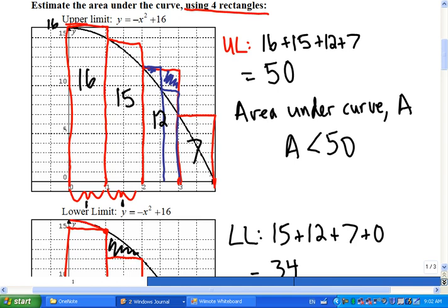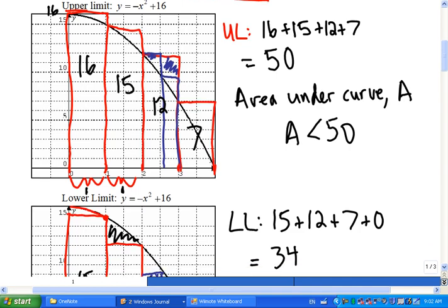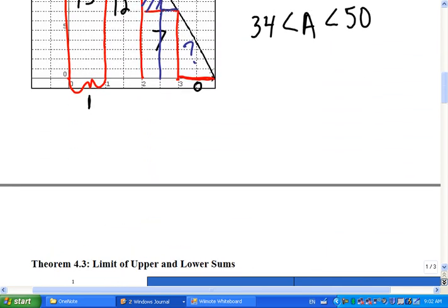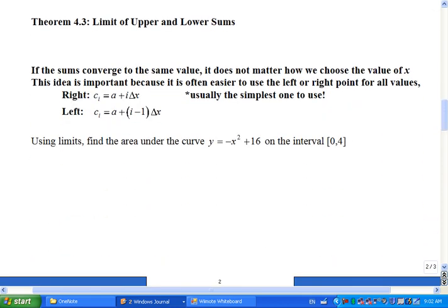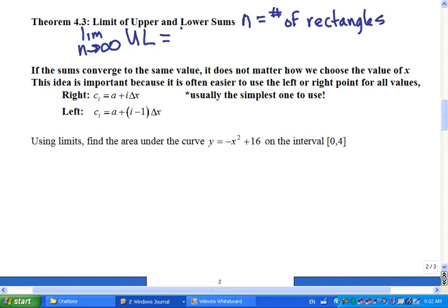So what do you think is going to happen then? As we get bigger and bigger numbers, what do you think will happen? Yeah, and it doesn't matter which one we picked, because whether we pick the upper bound or the lower bound, if we pick an infinite number of rectangles, so I'm going to say n is the number of rectangles, then the limit as n goes to infinity of the upper limit is equal to the limit as n goes to infinity of the lower limit, which is equal to the area.